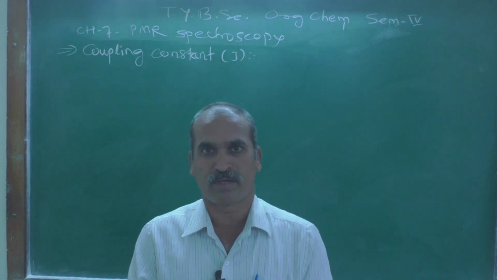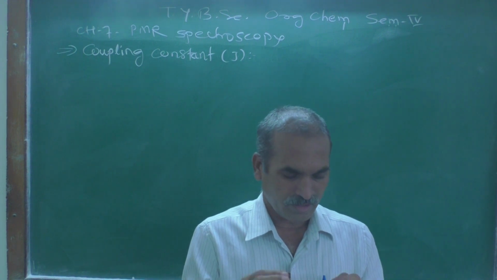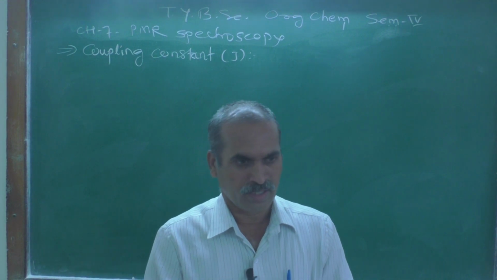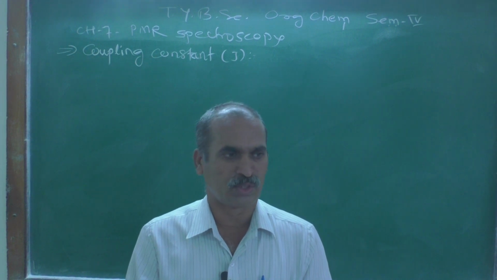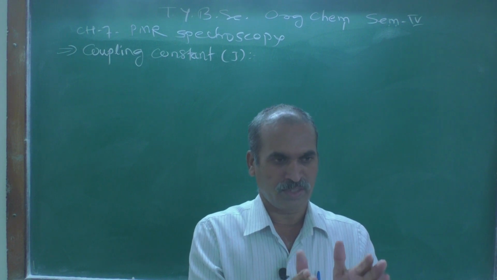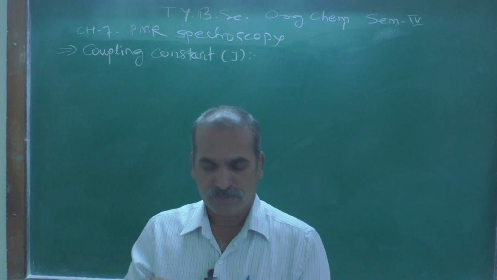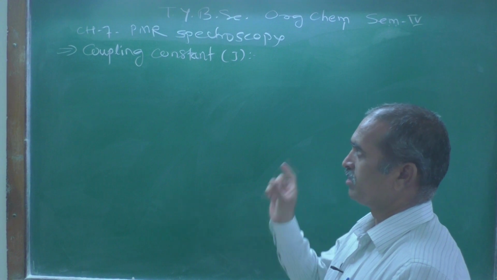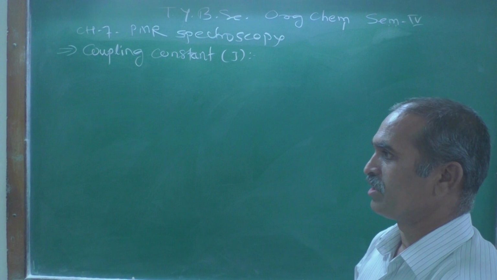Do you remember what we were discussing yesterday? I think yesterday we were discussing the rules of spin-spin coupling, and how spin-spin coupling plays an important role in PMR spectroscopy. Today we are going to discuss, look at the blackboard, the point written is the coupling constant and the symbol is J.